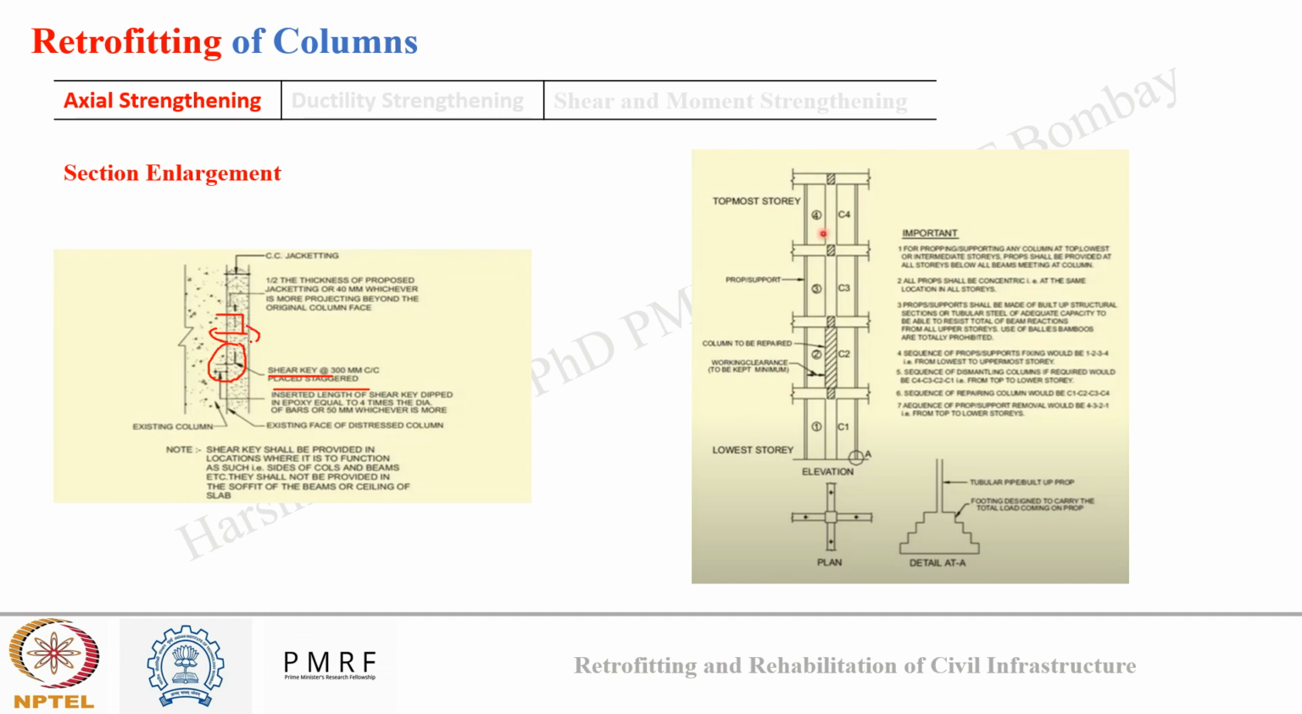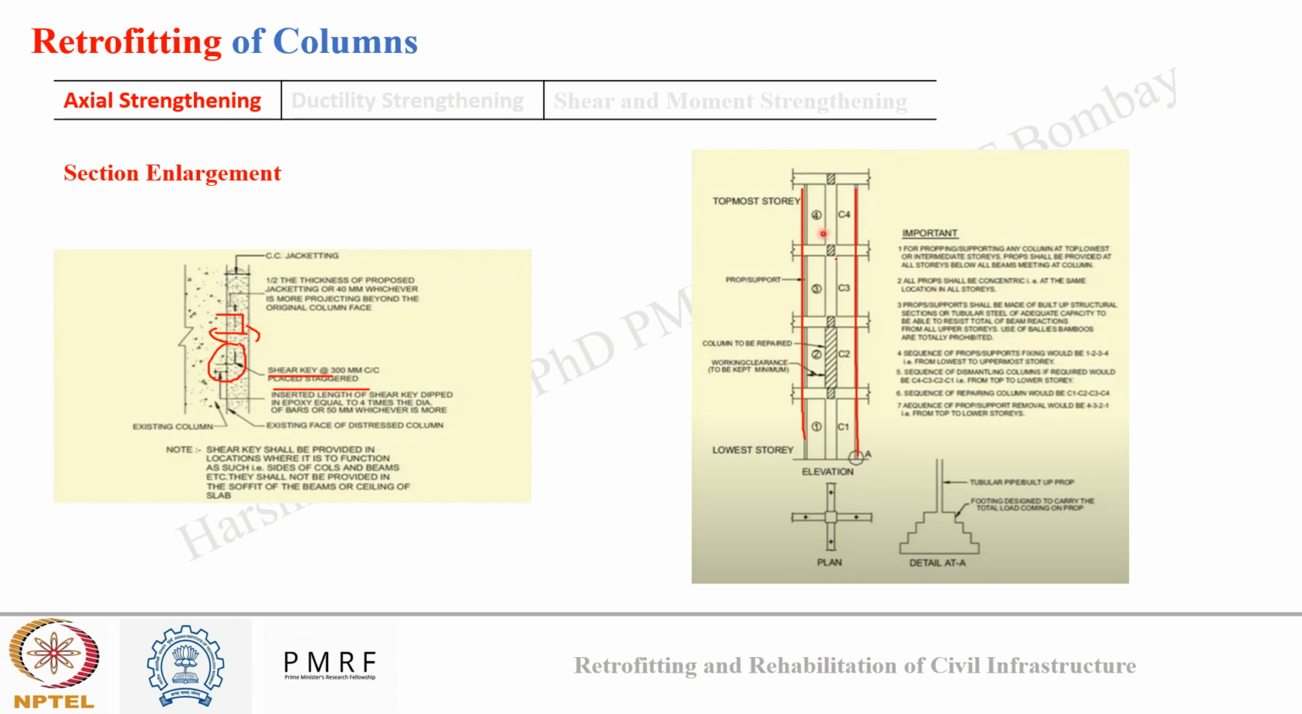Okay, so in the second diagram, taken from CPWD only, we have a multi-story building. Now, as per CPWD guidelines, even if one floor's columns need to be strengthened, first temporary support shall be provided from bottom to top in a single line. So here you can see temporary supports are provided in a single line. Then section enlargement shall be carried out from bottom to top.